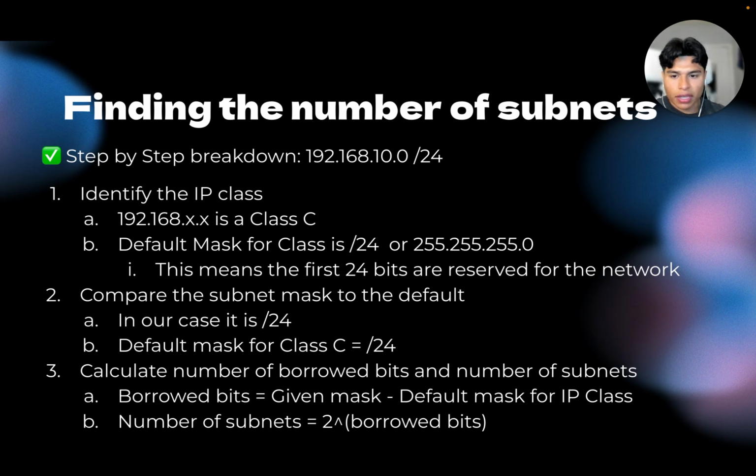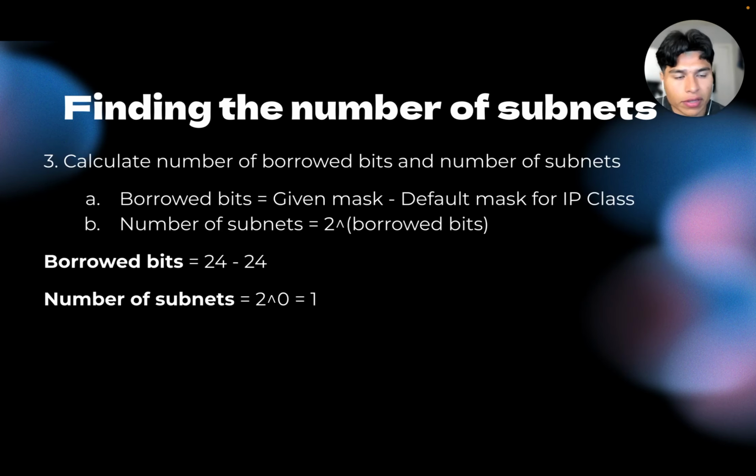So if we want to compare the subnet mask that we're given to the default, in our case, the given subnet mask is actually the same as the default mask. So we're going to calculate the number of borrowed bits and number of subnets. And the borrowed bits is basically the given mask minus the default mask. And then the number of subnets is 2 to the power of that, right? The example that we're given is the same as the default mask for the IP address class. So the number of subnets is just going to be 1 for this case.